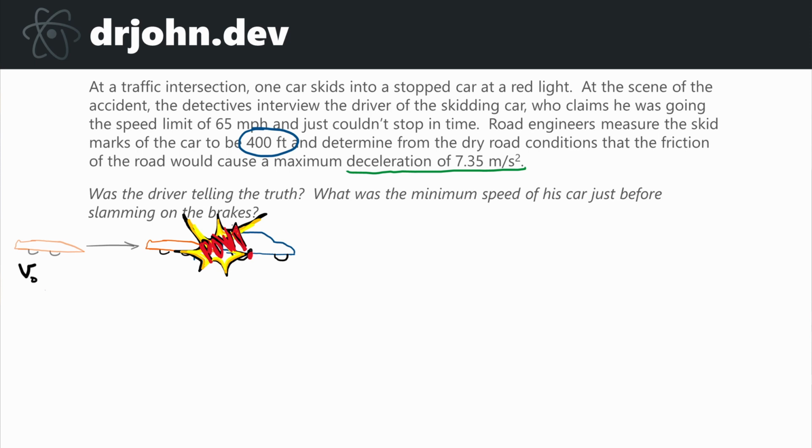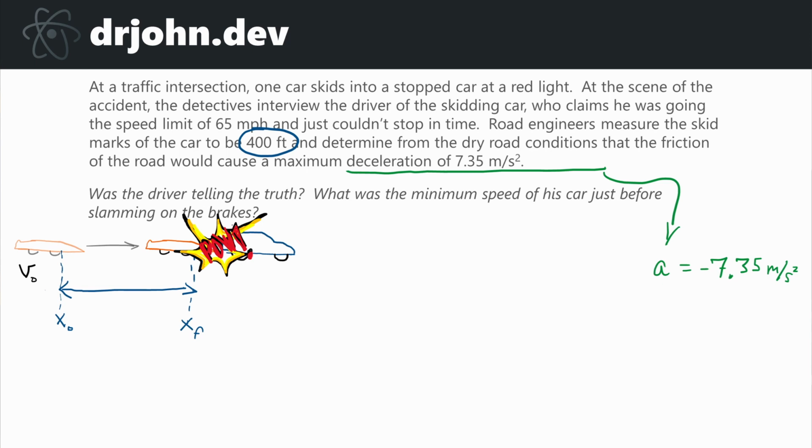The car then slams on its brakes when it sees the stopped car. When the wheels are locked by the brakes, the friction between the road and the tires is the only contribution to slowing the car down. So the car therefore slows down by 7.35 meters per second squared. And we can make the sign of a negative since it's decelerating. We also know that a locked tire against the road will leave behind skid marks. So the length of the skid marks represent the length that the car traveled while decelerating, or delta x.